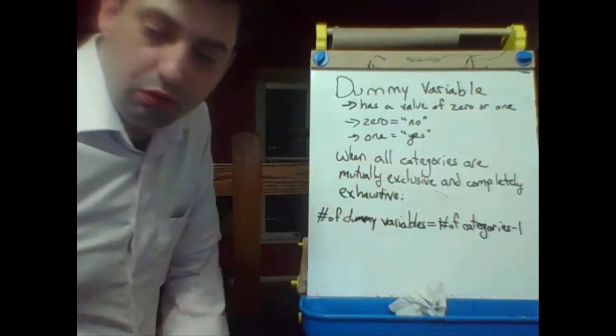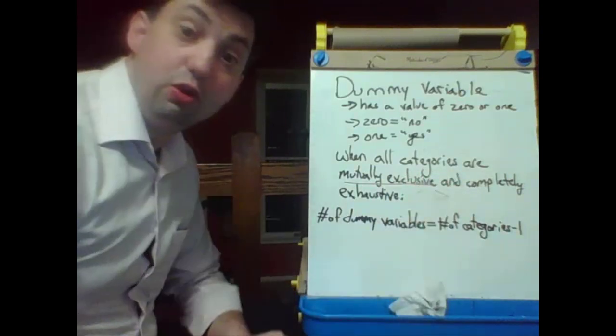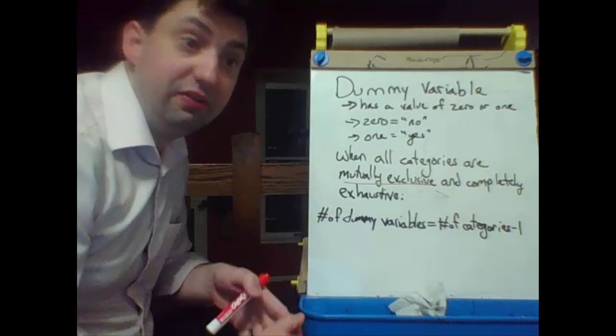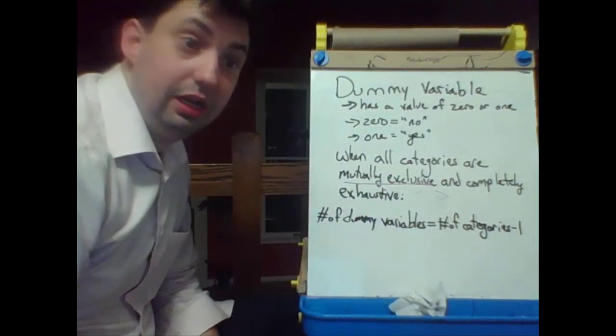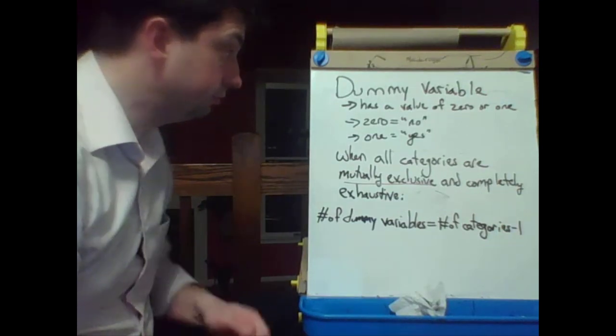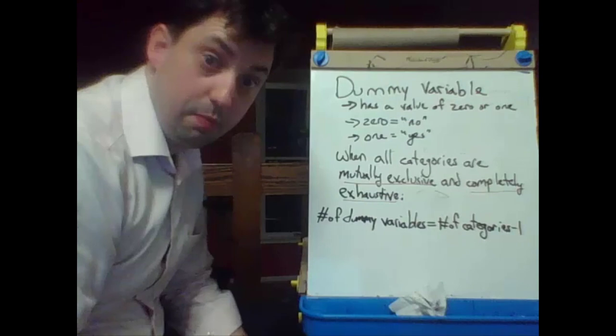When we say mutually exclusive, we mean if you're in one category, you cannot be in the others. A person cannot live in 2 different places at the same time. At least we're assuming a primary domicile. Completely exhaustive means we've covered all possibilities.